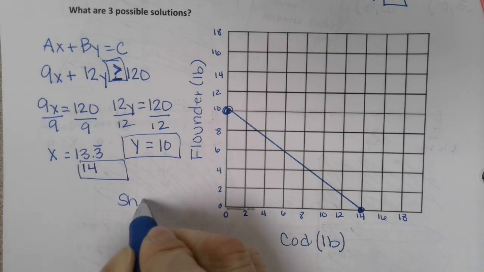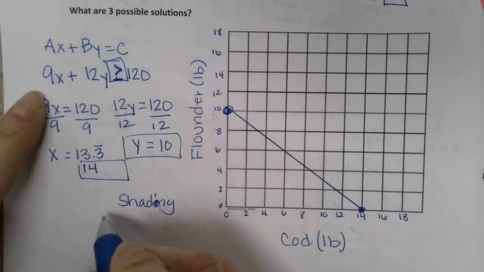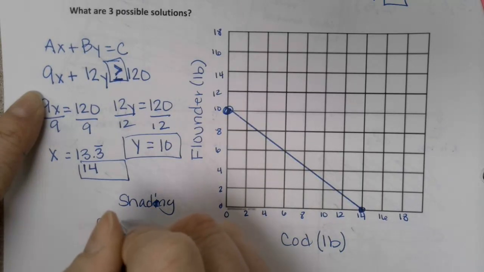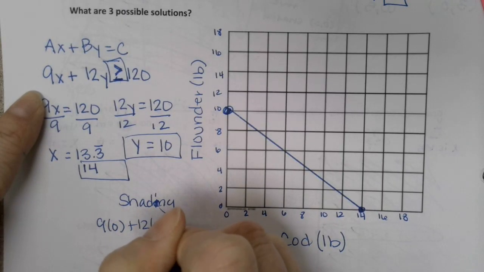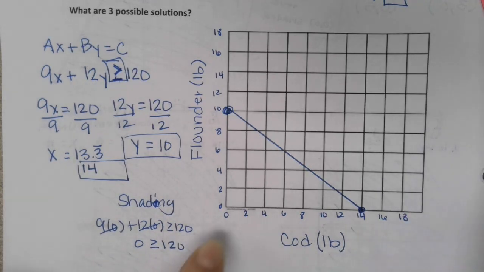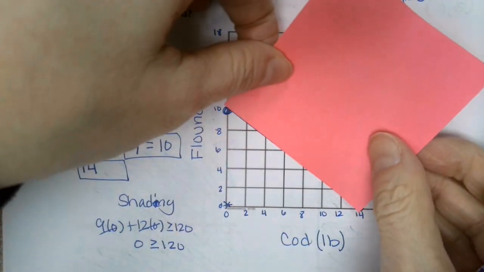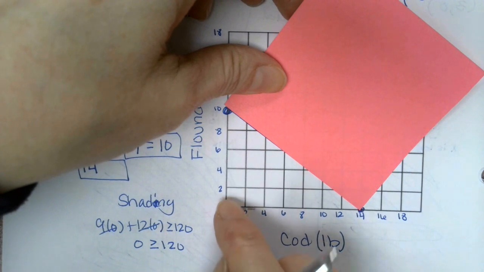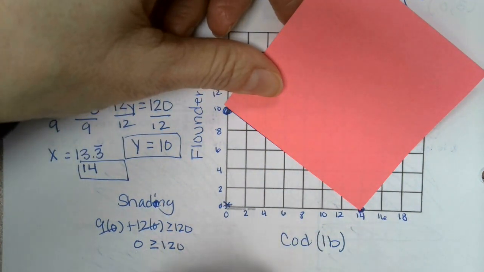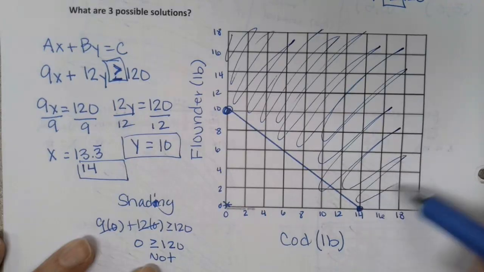So the easiest point to pick is 0, 0. So I plug in 9 times 0 plus 12 times 0. And is that really going to be greater than 120? Well, it doesn't make sense that it would. 0 plus 0 is definitely not bigger than 120. So that means that this part of the line shouldn't be shaded. So again, thinking of my line, if this is my shading, this would keep 0 unshaded. 0 is not. This is no, meaning not shaded. So I should shade this way so that 0 is not part of the shading.